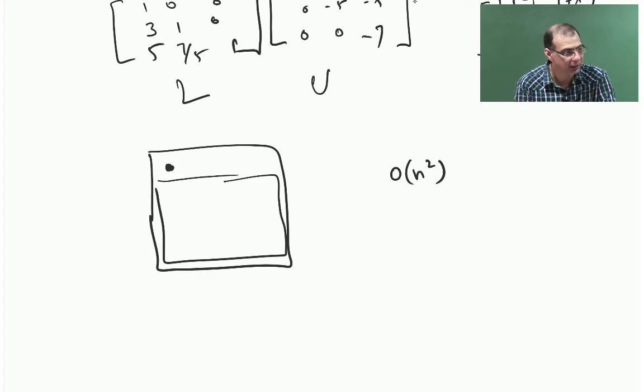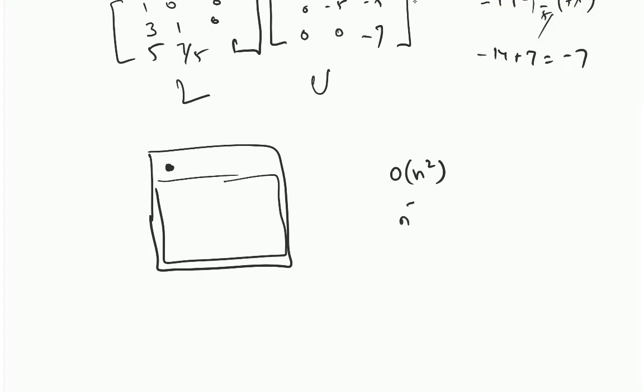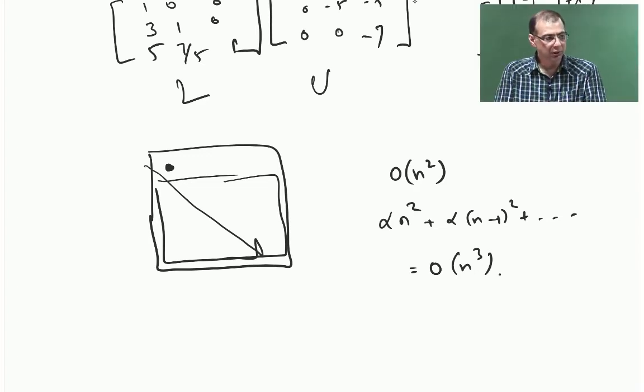Well, n is reducing at every iteration, so it's some alpha n square plus alpha n minus 1 square and so on, right. So what is the complexity of this if you sum this up? This is order n cube, okay. Because we are doing this for all iterations, right, we go diagonally down. So the total complexity of doing this is order n cube, Gaussian elimination, right. And what about back substitution?